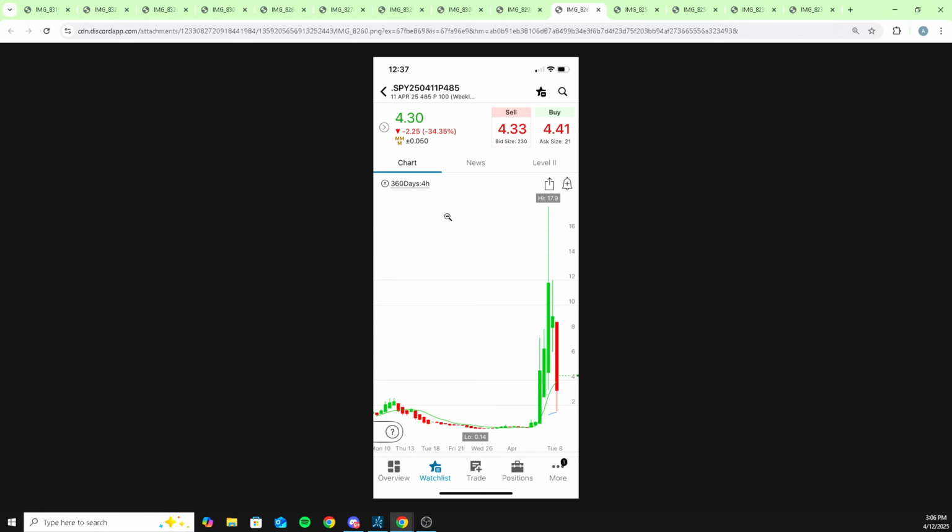So on the 4-hour time frame, keep in mind, the 4-hour and the daily are massive time frames when it comes to the 50 SMA. If we're approaching the 50 SMA on the 4-hour or the daily, it is massive support or resistance, depending on if we're below it or above it.